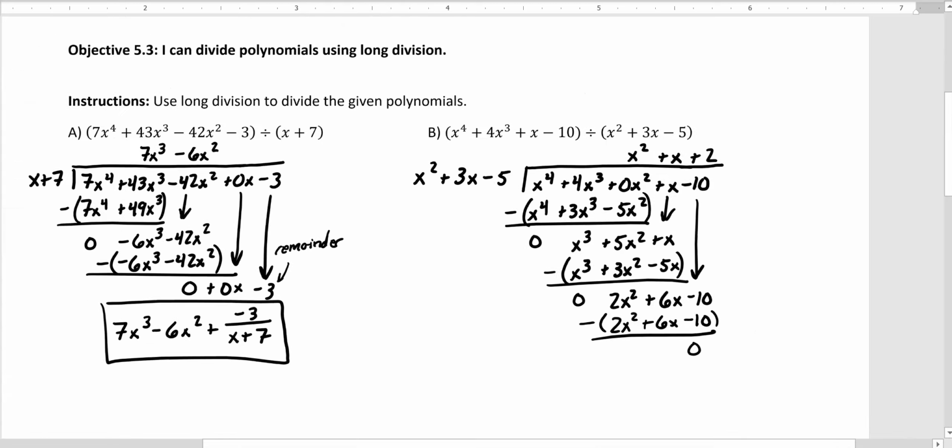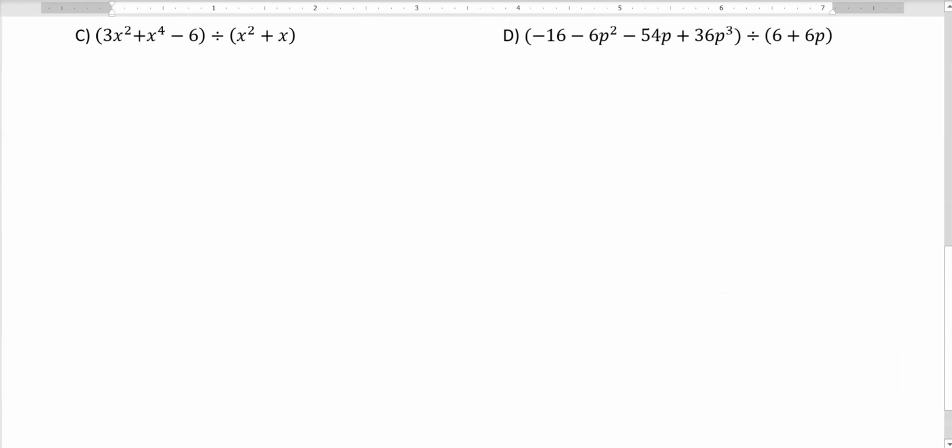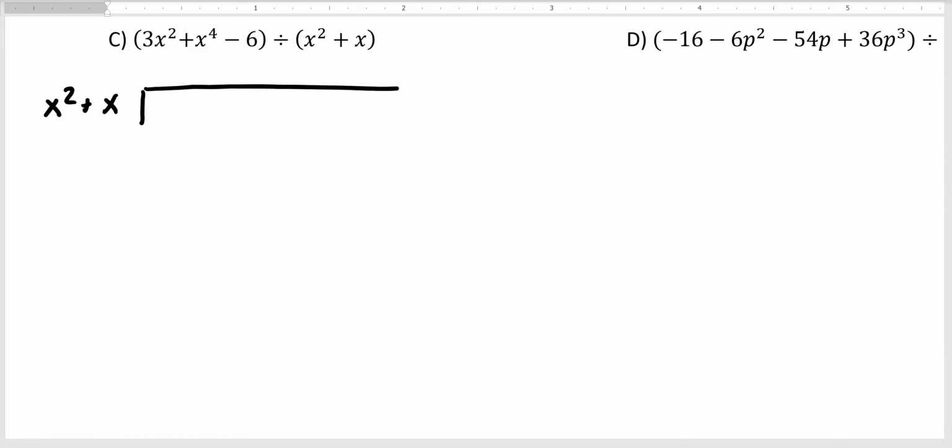Remember, anytime we get a remainder of 0, that means we are dealing with factors. So let's look here. C, this one is not in standard form and it's missing some terms. So let's go ahead and start with that. x squared plus x is my divisor. I'm going to have x to the fourth plus 0x to the third plus 3x squared plus 0x and then minus 6. All right, x squared times what gives me x to the fourth?